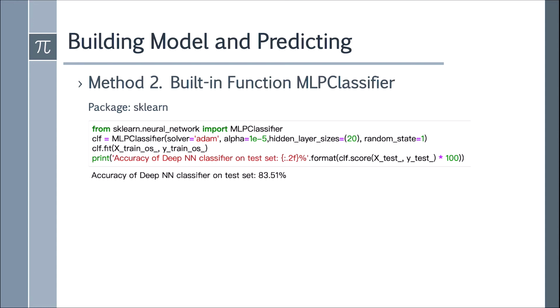And we use another method. In this method, we use a built-in function from the package sklearn.neural_network. And we set only one hidden layer with 20 nodes. We imported the data we got before and fit it into the model. Using the model, we got the score on the test data we split before, which is 83%.